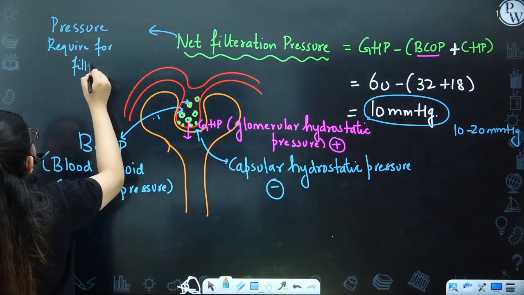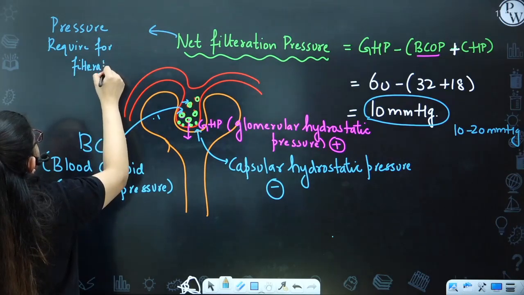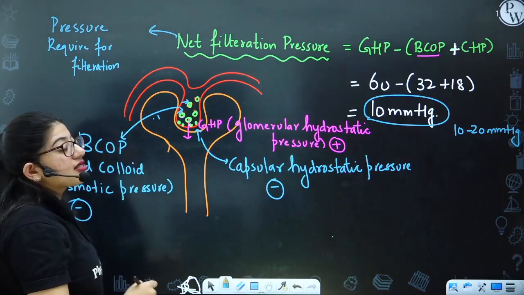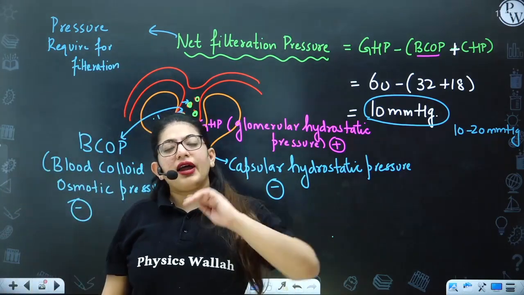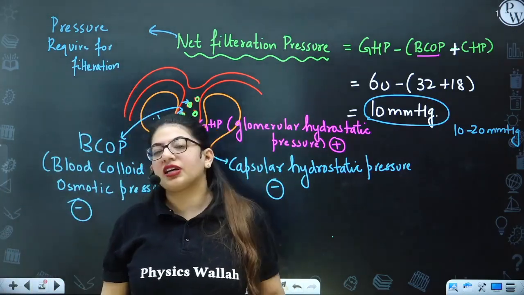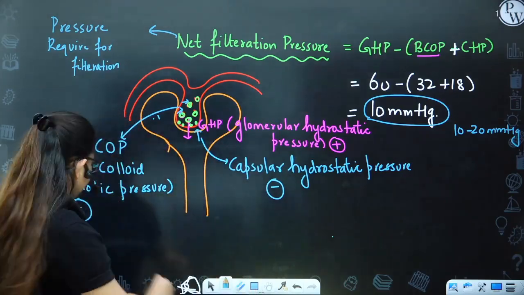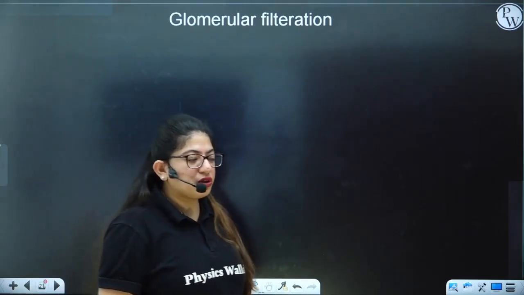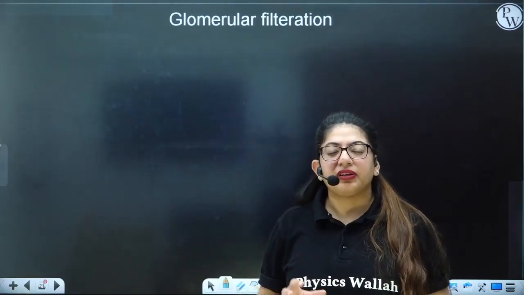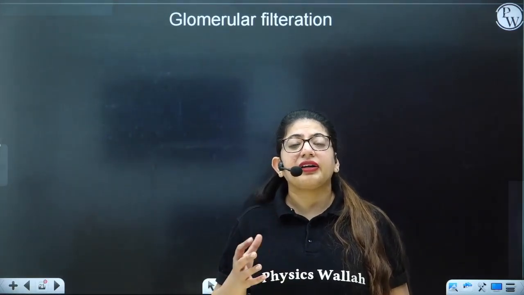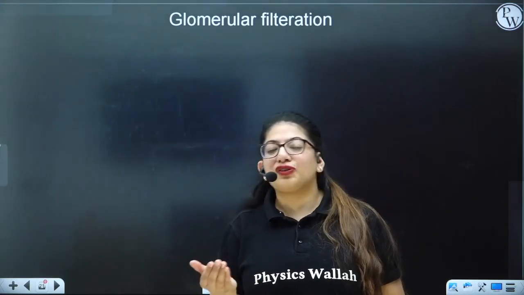So whenever the blood pressure increases, the GHP will increase and hence the filtration will increase. Now let's discuss reabsorption, secretion and filtration in detail. So what things cannot pass? If someone asks you what cannot pass through your filtration membrane, it is large-size proteins that cannot pass through the membrane pores. They will not be allowed there.